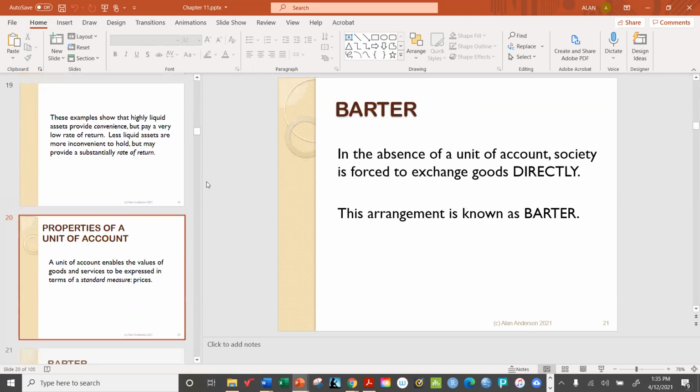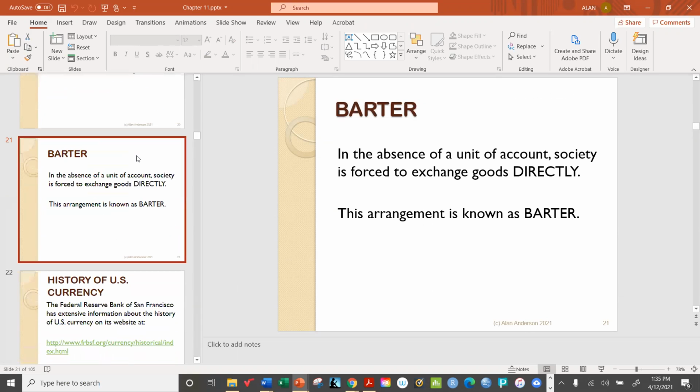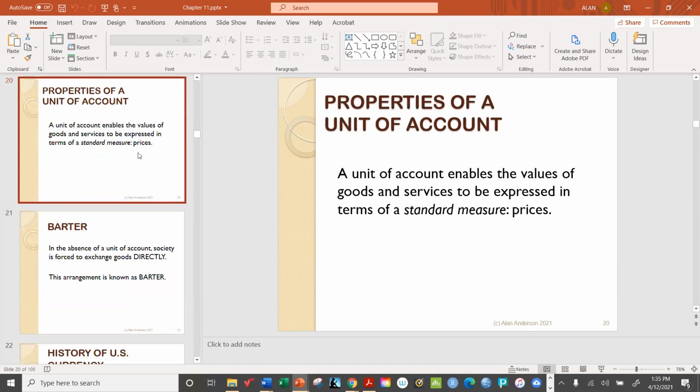All right, so let's jump ahead a little bit here. The last one is the unit of account. That's the third requirement for money, the unit of account. This is simply a way of enabling the values of goods and services to be expressed in terms of a standard measure, which is prices. In other words, with money, it must be possible to measure its value in terms of a standard unit like prices.